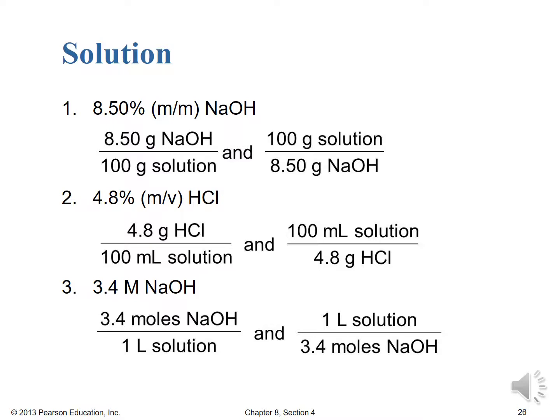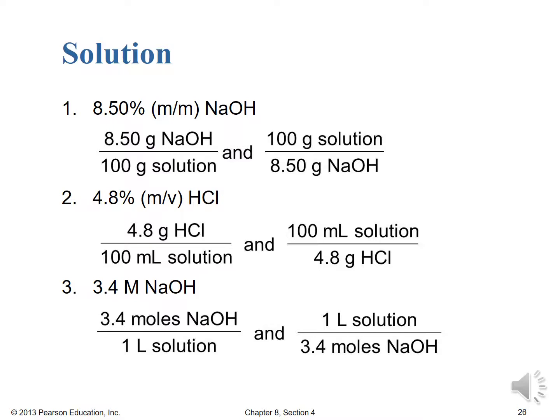For number 2, we have a 4.8% mass per volume HCl solution. So here this means there's 4.8 grams of HCl in 100 milliliters of solution. It also means in 100 milliliters of solution there's 4.8 grams of HCl, so we can represent that either way.